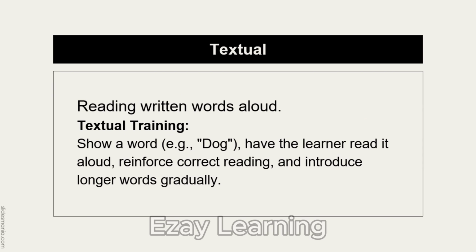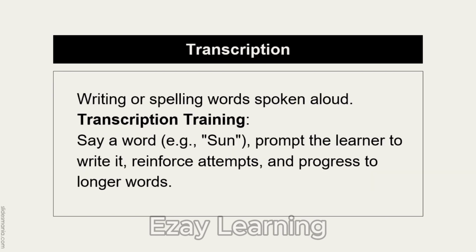Textual. Textual refers to reading written words aloud. The antecedent could be a written or printed stimulus and the consequence is generalized reinforcement. Textual training can be done by showing a word, having the learner read it aloud and reinforcing correct reading. Introduce longer words gradually. Transcription refers to writing or spelling words spoken aloud.